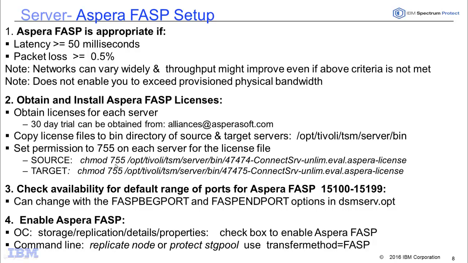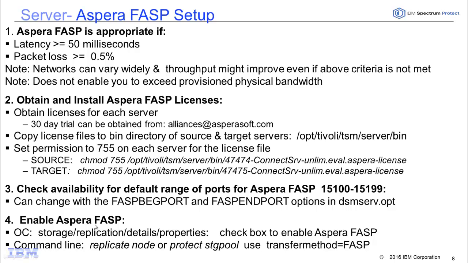The next thing you need to look at is the default port range. Aspera FASP utilizes 15,100 to 15,199. If these ports are not available, you will need to change the FASP begin port and the FASP end port options in the dsmserv.opt option file. And we do recommend having about 100 ports available for Aspera FASP to utilize.